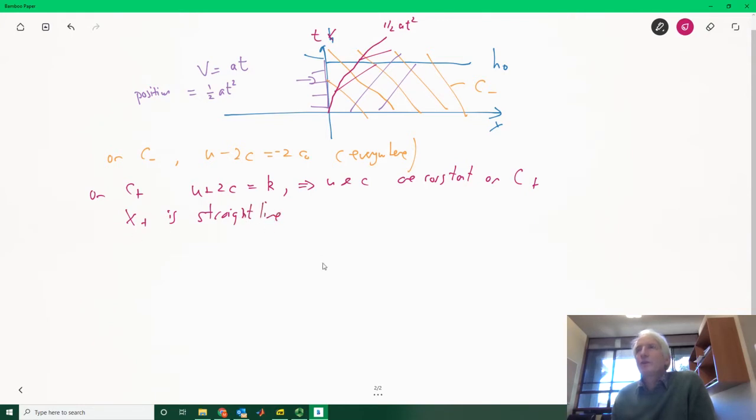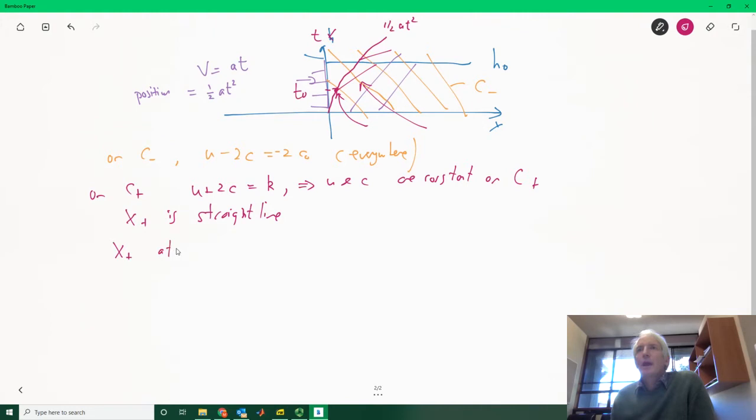Okay, so we're almost good to go here. We're going to try and consider the characteristic here that starts at some time T naught. So what do we know about it? Let's have a look at that point here. So let's do this as X plus.